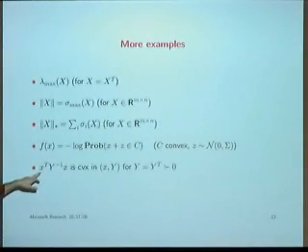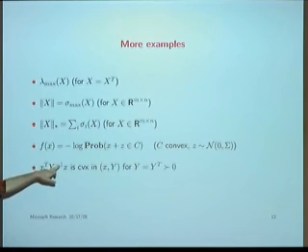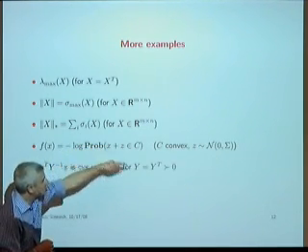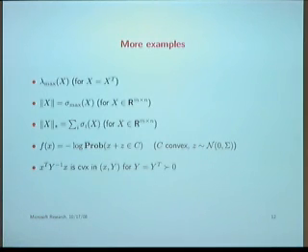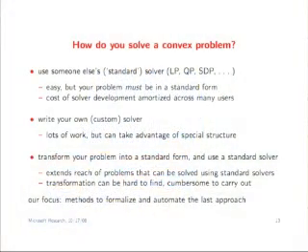Here's one. It says that if you form X transpose matrix inverse X, this is actually convex in X and the matrix, provided the matrix is positive definite. Is there a question? Any of these things we can go off on tangents on, so if you want. Okay.